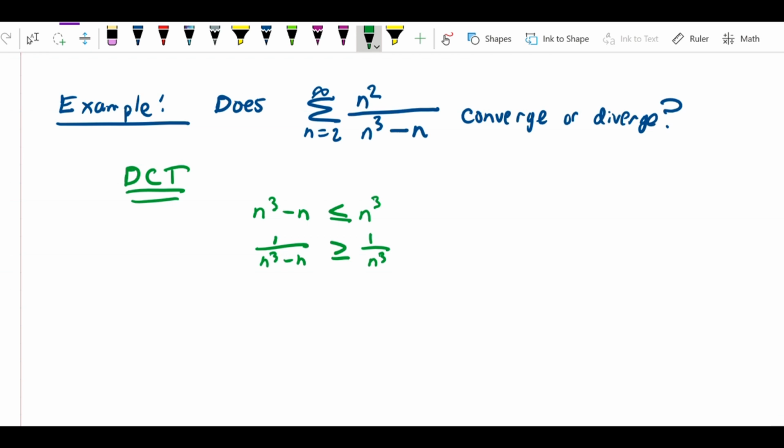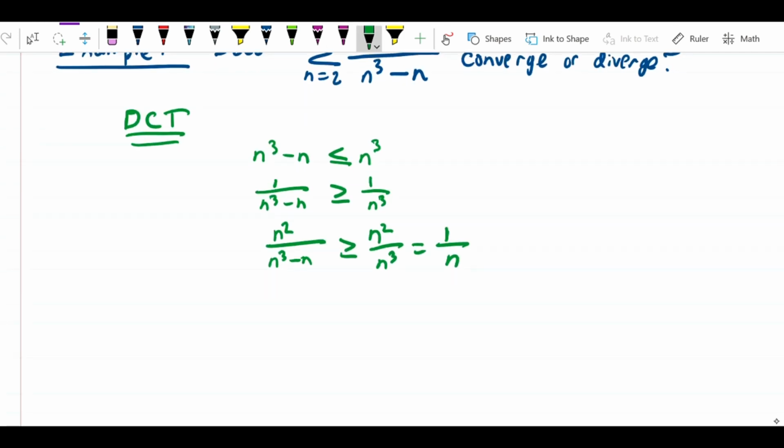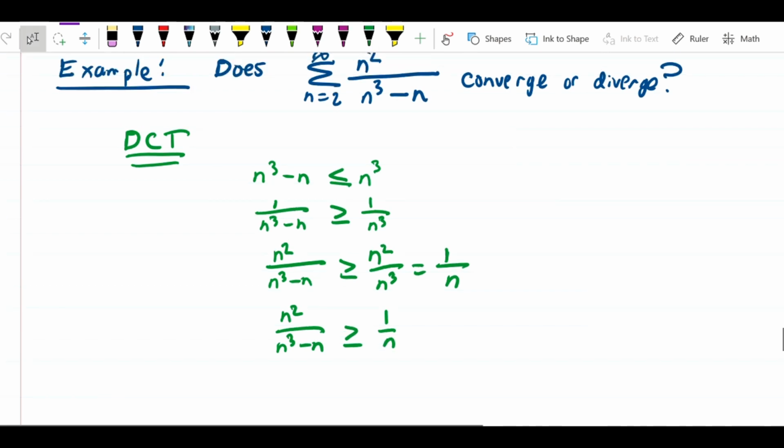And therefore, if I multiply all sides of this inequality by n squared, I get n squared over n cubed minus n is greater than or equal to n squared over n cubed, which is equal to 1 over n. So finally, I have this inequality. I have n squared over n cubed minus n is greater than or equal to 1 over n, and for all n greater than 2, this is still going to be greater than or equal to 0.